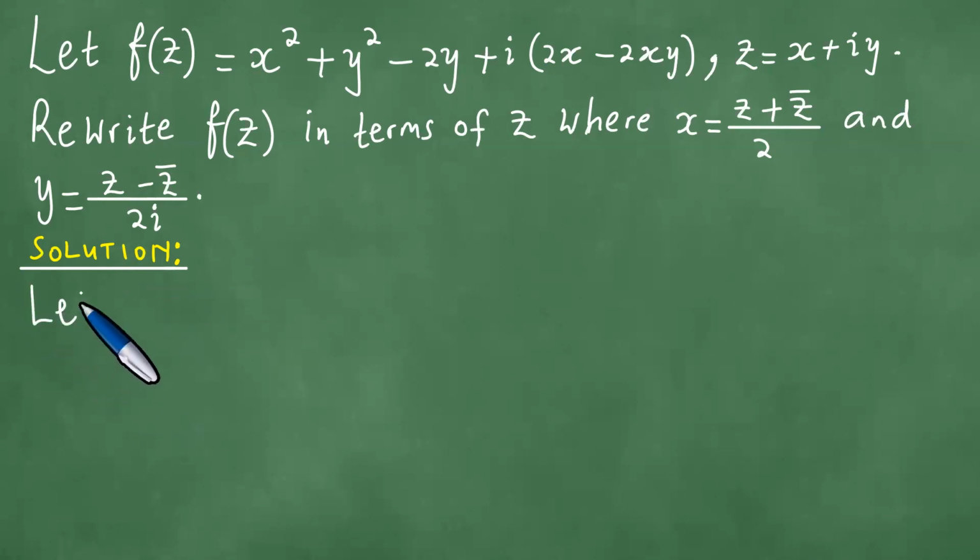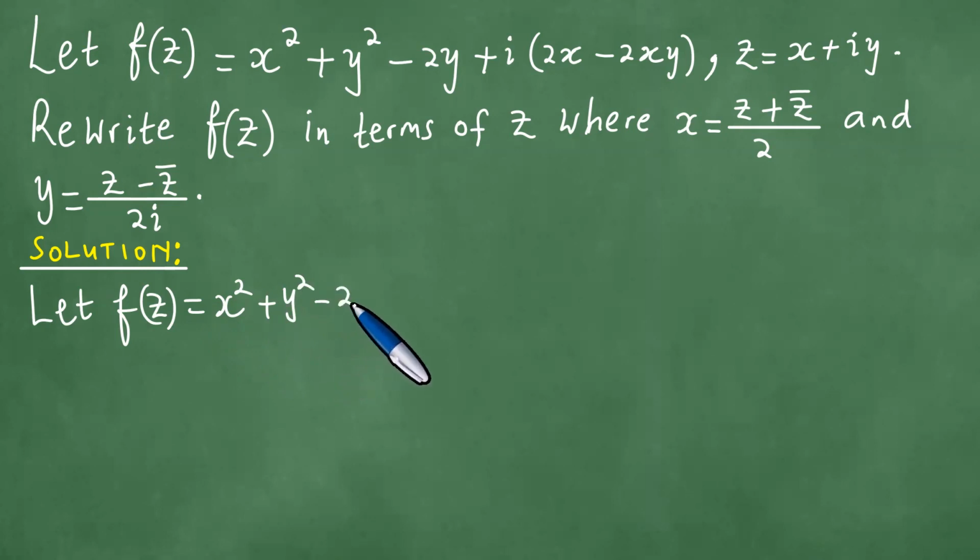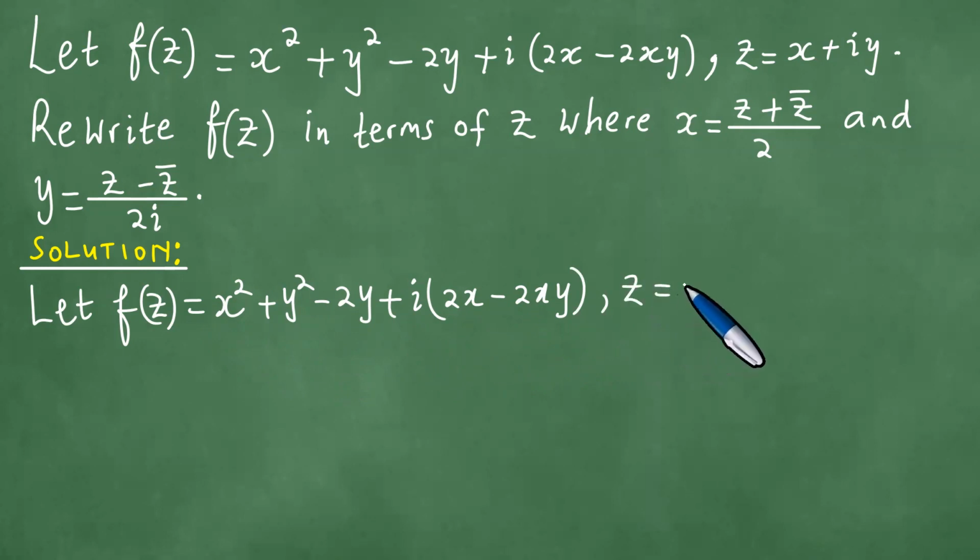We need to let f of z be the same as x squared plus y squared minus twice y plus i into twice x minus twice xy, obviously with the understanding that z is the sum of x and iy. Just like that.